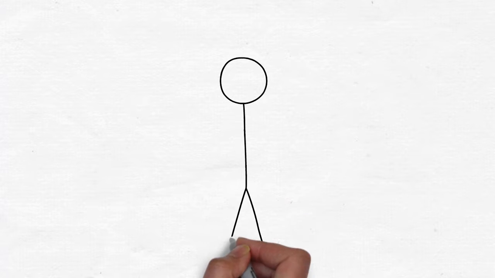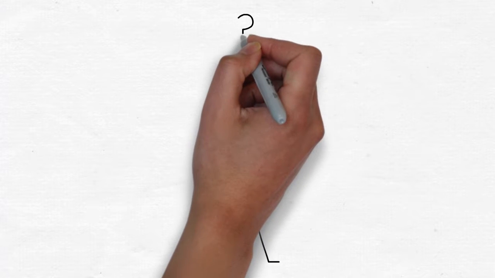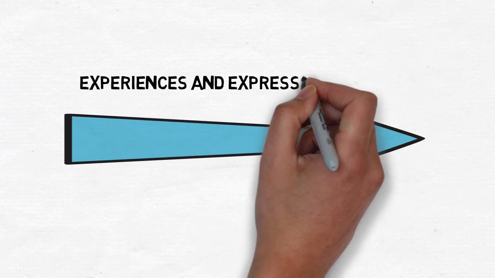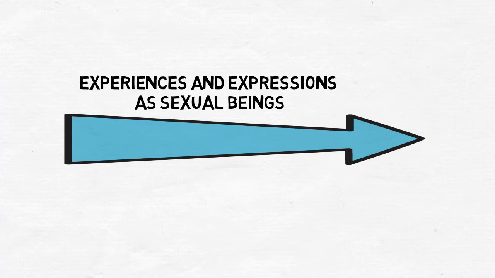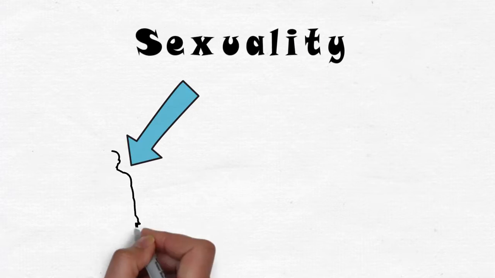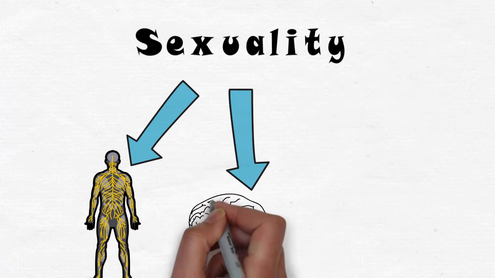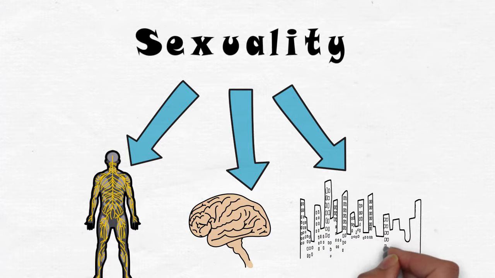First, what do I mean when I say sexuality? Sexuality is a broad term that covers all the ways people experience and express themselves as sexual beings. Sexuality often has biological and physical aspects, psychological aspects, and sociocultural aspects.